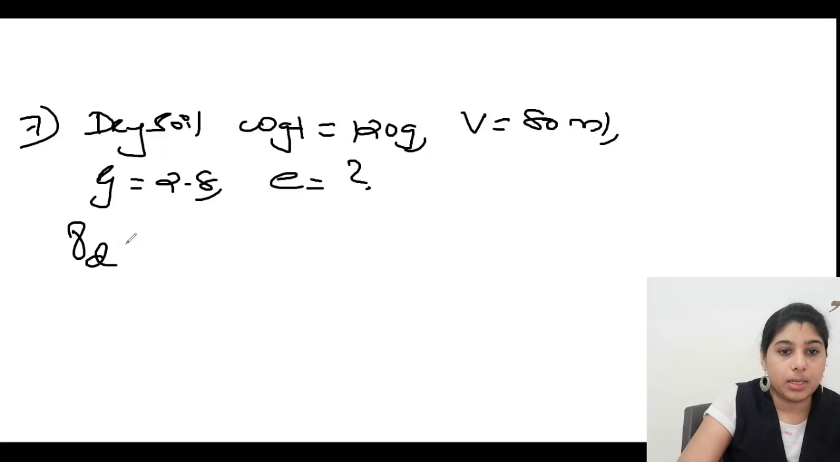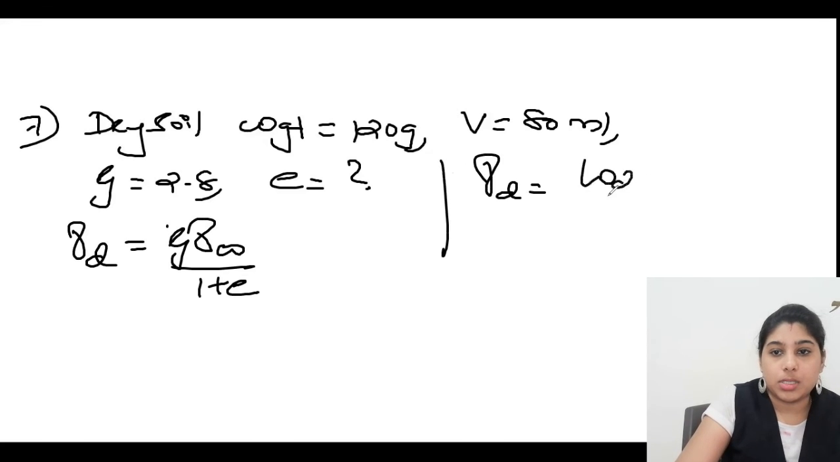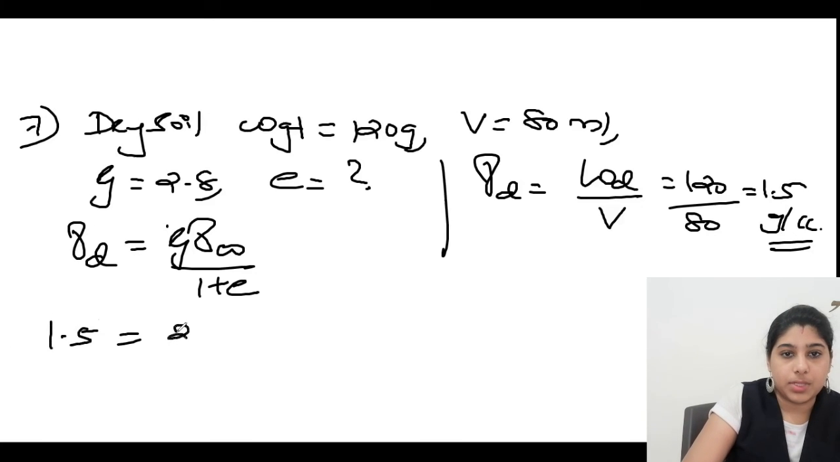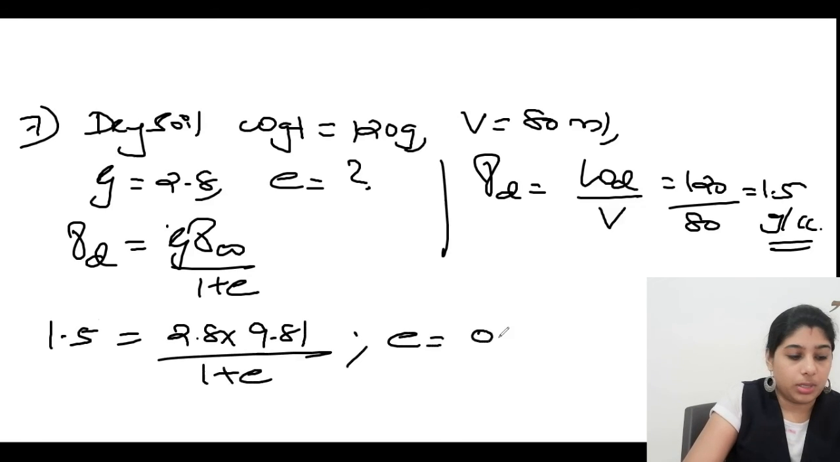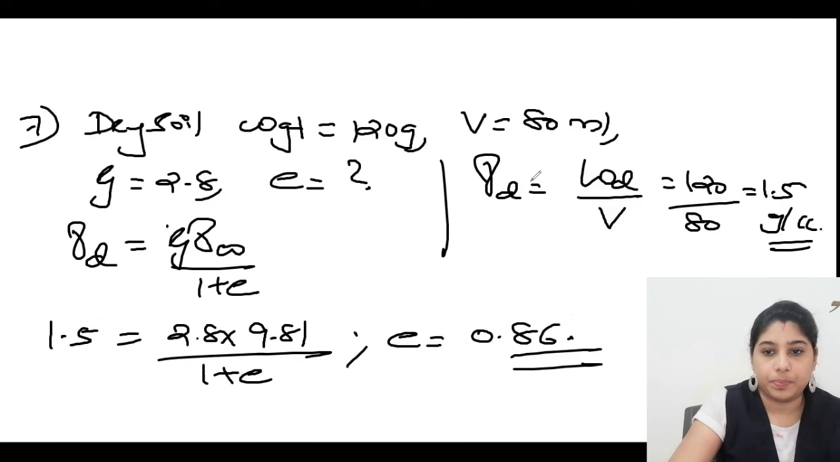So what is dry unit weight? Gamma d is G gamma w by 1 plus e. And what is gamma d? It is the ratio of dry weight by total volume. It is given 120 by 80. So you will get the answer 1.5 gram per cc. So here we can insert the value, 1.5 is equal to G, given as 2.8, gamma w we know 9.81, by 1 plus e. So by doing this you will get the answer around 0.86 or 0.85. This is the void ratio.